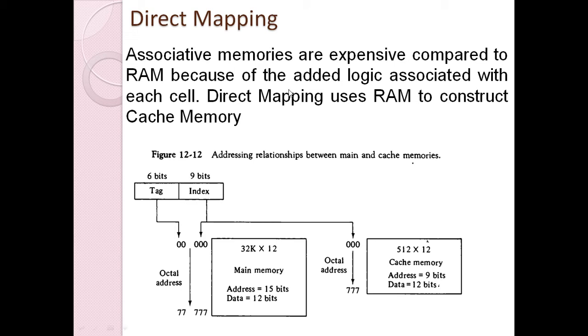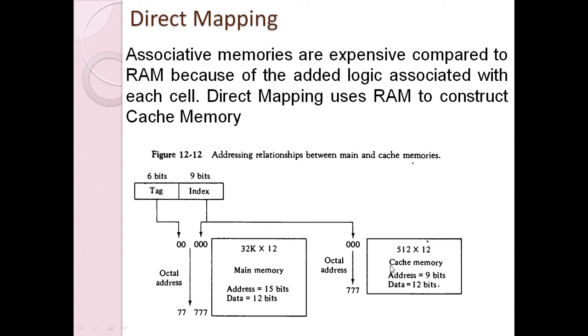Now here I discuss direct mapping. We are implementing a cache now using a smaller RAM, because associative memory is very expensive. It has match logic and other logic, so it is expensive. So we can implement a cache memory using a smaller RAM also. Let us see how it is implemented. In my example, the main memory has 32K words, that means 2 to the power 15 words. So the address is 15 bits long and each word has 12 bits, so data length is 12 bits.